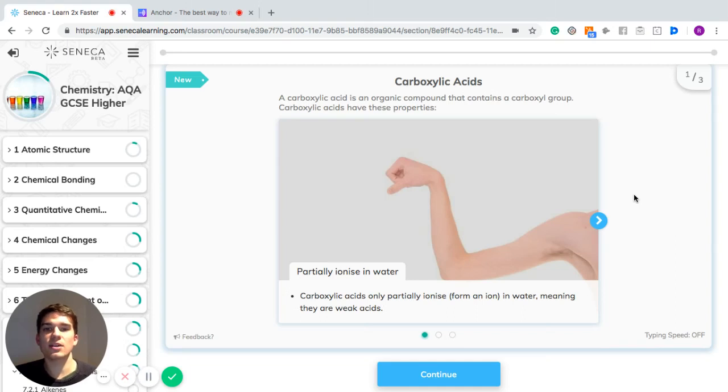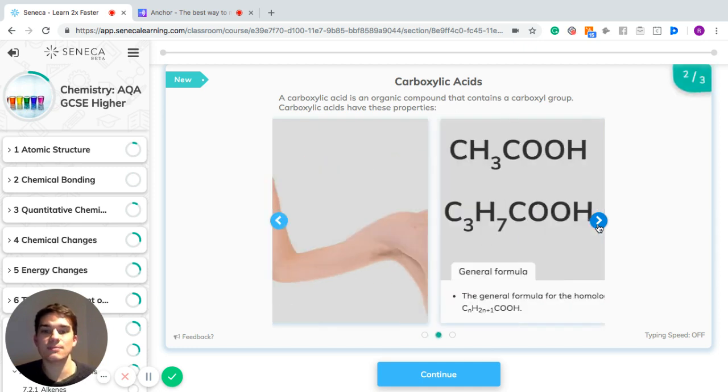Carboxylic acid is an organic compound that contains carboxyl groups. Carboxylic acids have the following properties. They partially ionize in water, which means that they are weak acids.